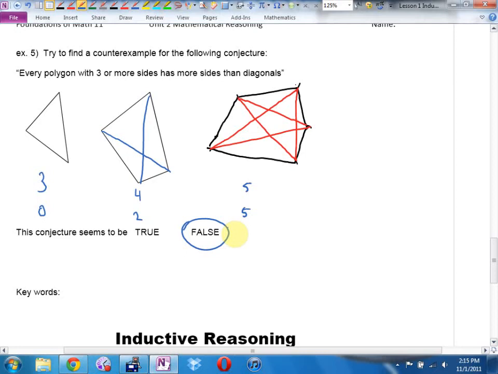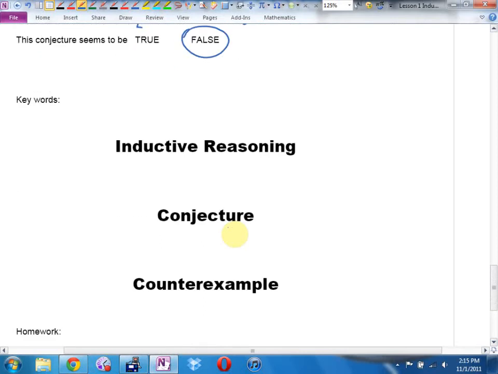So what are your keywords? Inductive reasoning, spotting a pattern. Conjecture, making a hypothesis or a premise. And a counterexample, the best way to disprove a conjecture. Next class, we'll talk about how you prove a conjecture beyond a shadow of a doubt by coming up with a generalization that fits and works for every single situation.